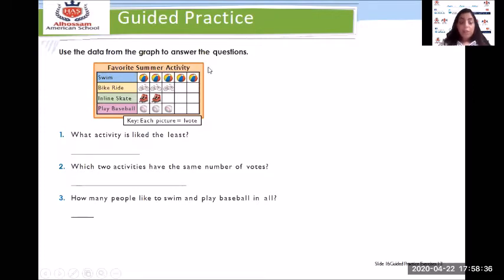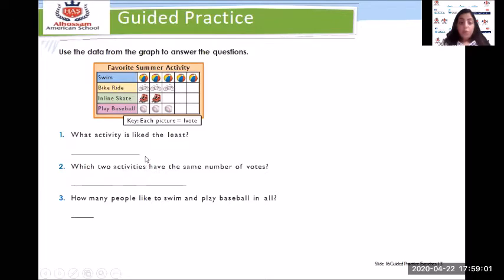Favorite summer activity. Which activity is liked the least? The least votes. Here is 2, here is 3, here is 3, and here is 5. So the first one is the least liked activity.